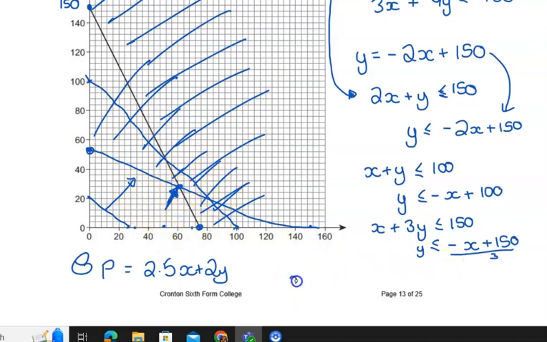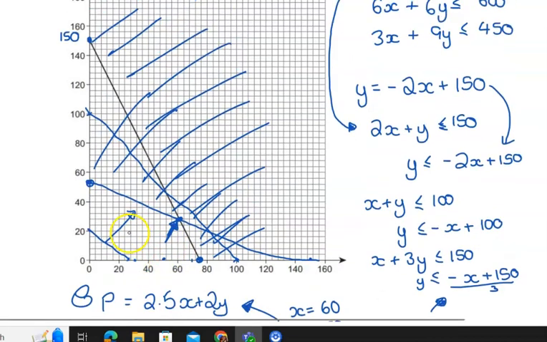I'd be tempted to test this one. So when x is 60, if we identify that line, it was the third line we drew. You can substitute it into this line here, and that gives you that y is, well, minus 60 plus 150 is 90 over 3, so y will be 30. I think that is actually your answer. When x is 60, y is 30. You can then substitute that into there, and that will give you the maximum profit. So 60 times 2.5 is 150, plus 2y, so 60. The maximum profit you're going to make is £210.